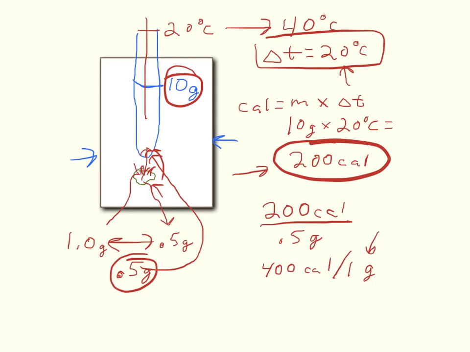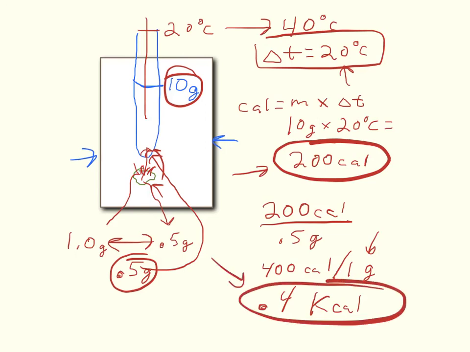And then if we wanted to convert that to kilocalories, like food calories on a package, you divide by 1,000. So this would be equal to 0.4 kilocalories, or capital Calories. Well, I hope that helps explain what a calorie is and sort of how you could use a calorimeter to calculate calories.